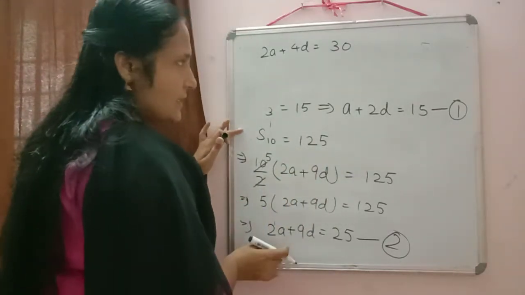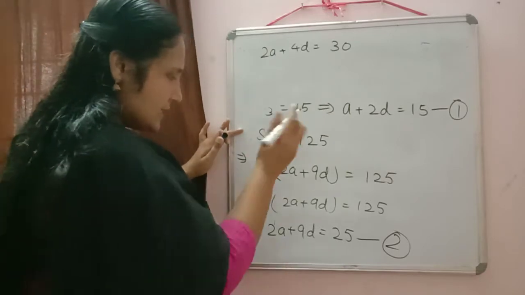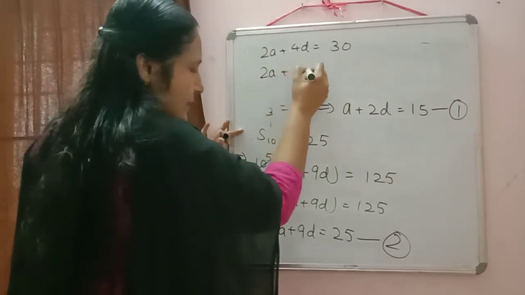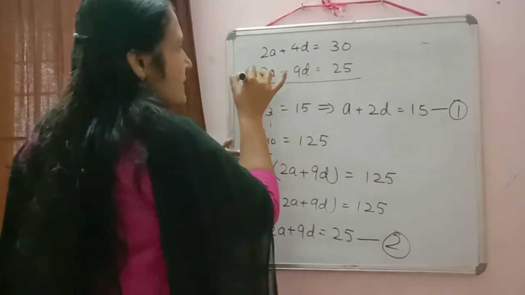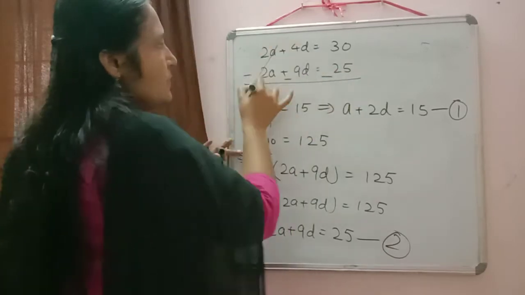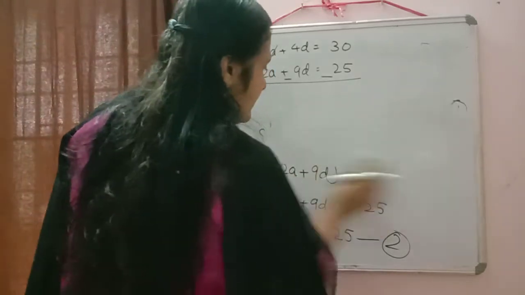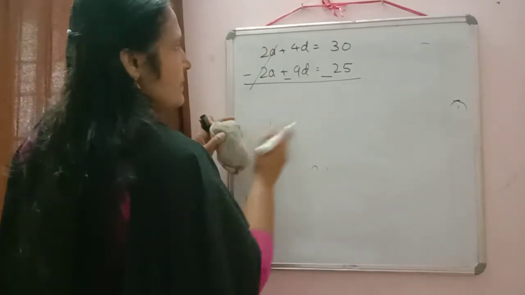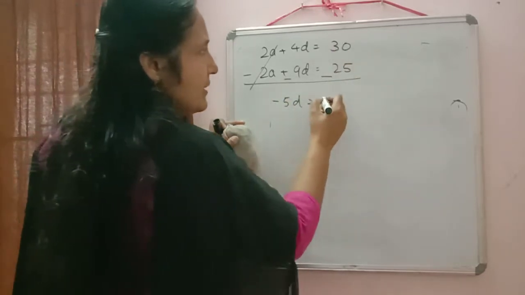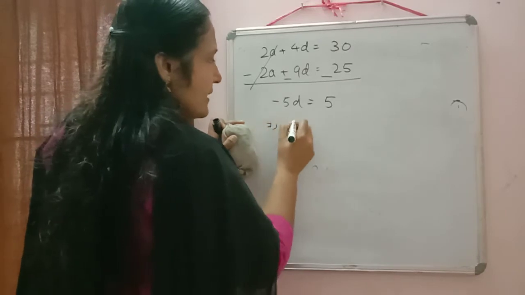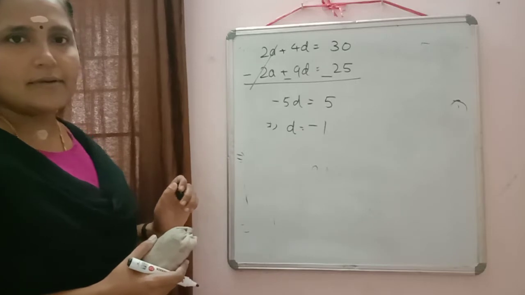Now what will we do? Equation 2 minus this equation. You don't have to write it; directly write down the second equation here only. 2A plus 9D is equal to 25. Do the subtraction. 2A will get cancelled. 4 minus 9 will be equal to minus 5. Minus 5D is equal to 30 minus 25, which is 5. So we will get D is equal to minus 1. What we got: D is equal to minus 1.